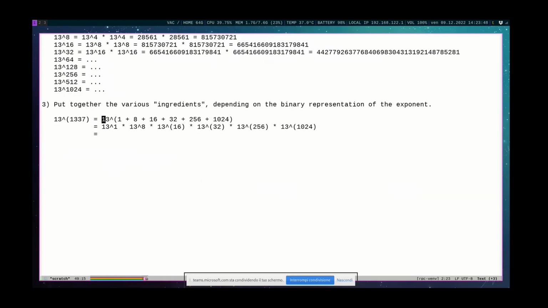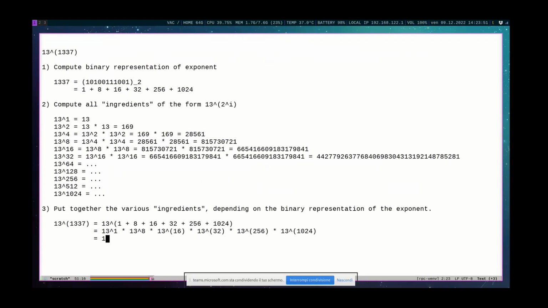All of these numbers you already have, because, for example, 13 to the 1 is 13, and 13 to the 8 is the number that we computed previously. So we have all these ingredients. We can keep substituting them until we have our numbers. Even in this case, the number of multiplications that we do is no more than 10. At most we will need every ingredient, and each ingredient appears only once, so we could have at most 10 ingredients here. So you do these multiplications and you arrive at your result with, let's say, 20 multiplications instead of 1337.